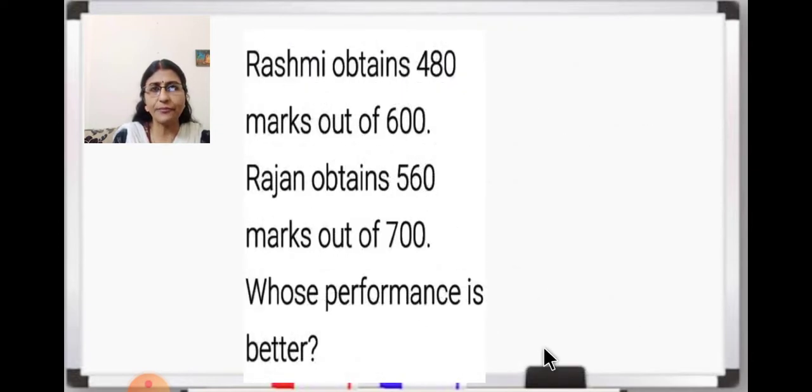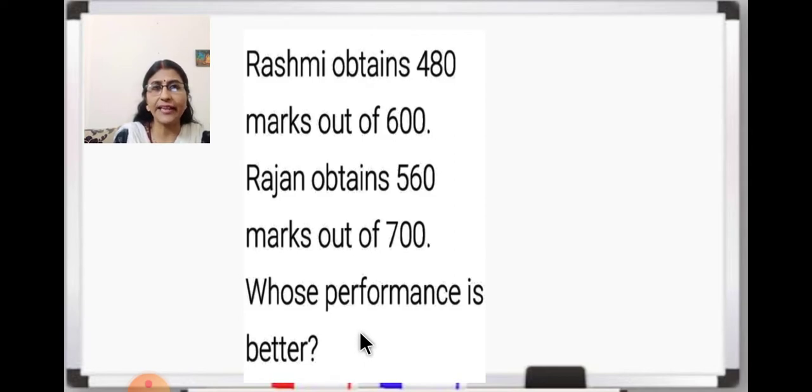Now next one word problem we'll take. Rashmi obtains 480 marks out of 600. Rajan obtains 560 marks out of 700. Whose performance is better? So now what we have to do? We'll have to compare their performance. So for that what we have learned?